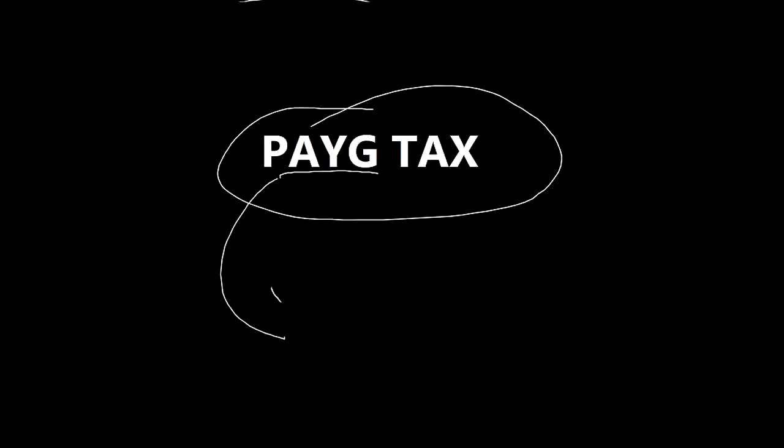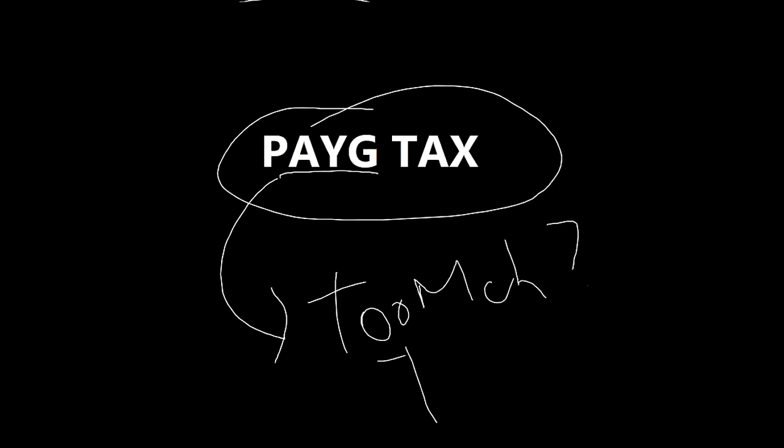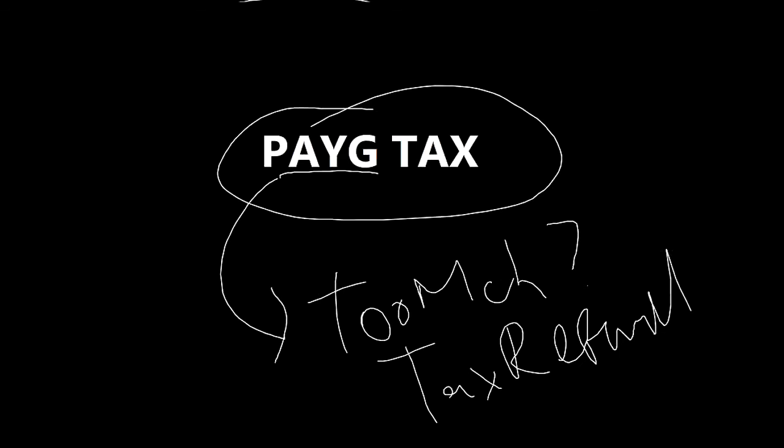Now, a lot of the time that means that the employer can pay too much, and you'll end up getting what's called a tax refund. Because you pay too much tax, the government will then, on your tax return, give you some of the money back that you paid to the government.